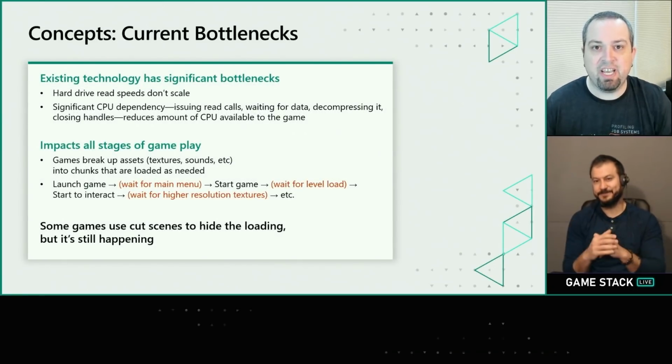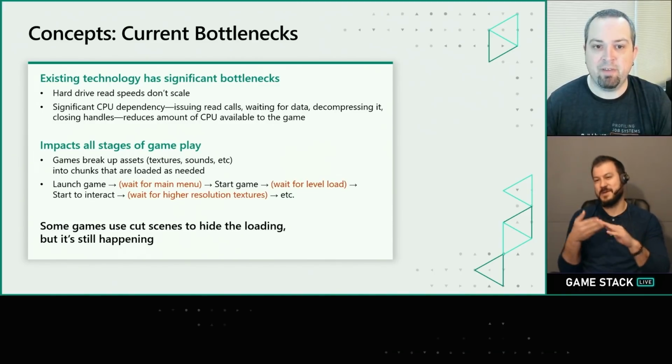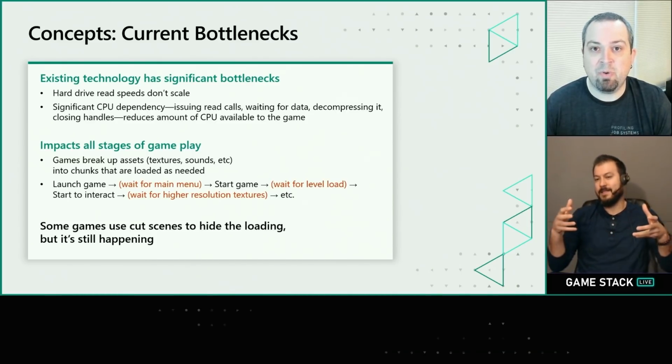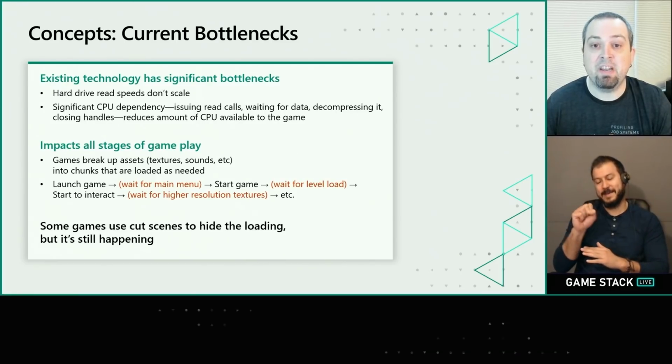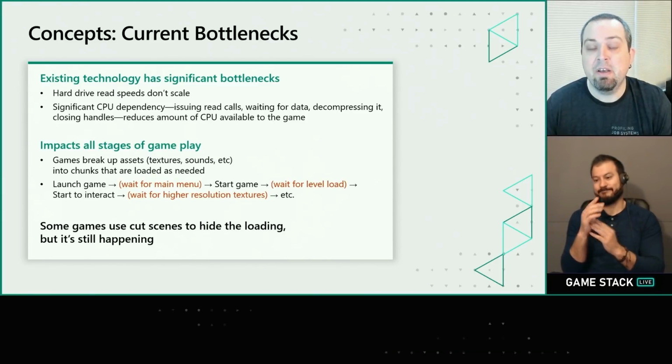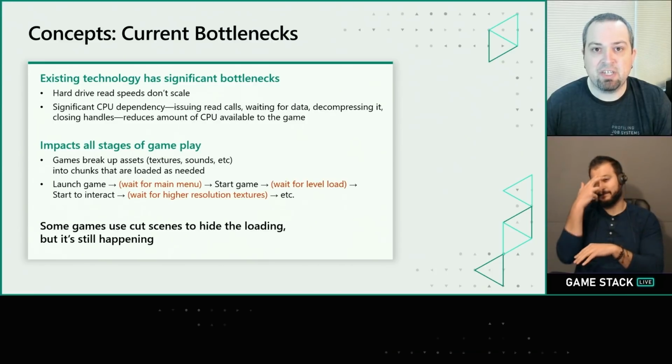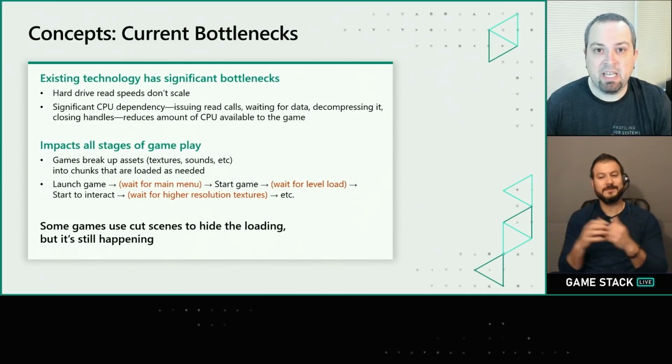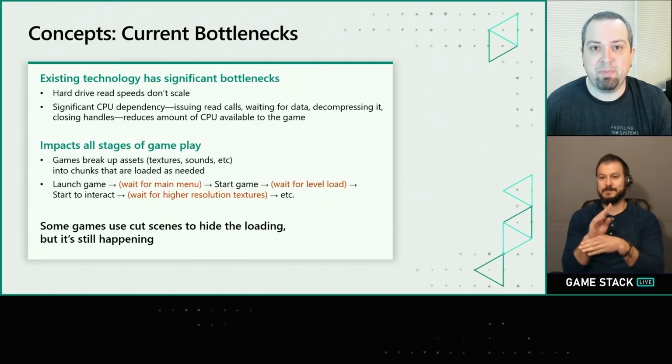Existing technology has significant bottlenecks when looking at running games on the Xbox One family of consoles. First of all, the read speeds of hard drives don't scale. Hard drives cap out at about 120 megabytes per second of read speeds in optimal conditions for gameplay. With the move to more flash-based memory solutions, those read speeds are increased by an order of magnitude. That is why we have seen the industry move towards more flash-based solutions such as SSDs.